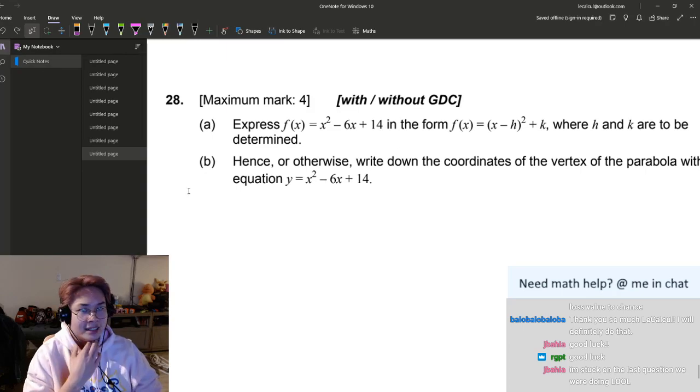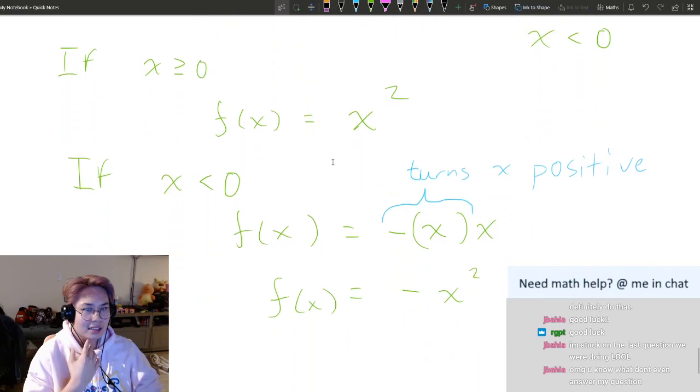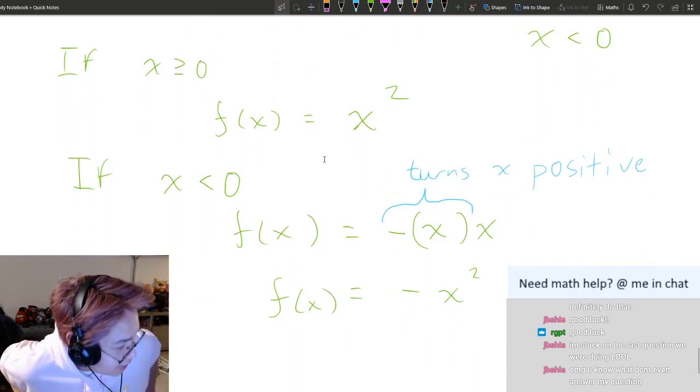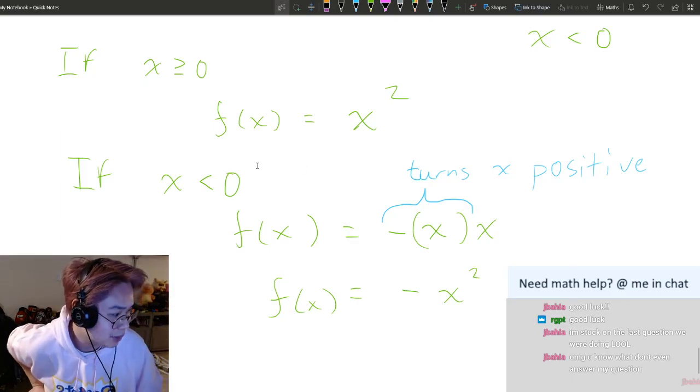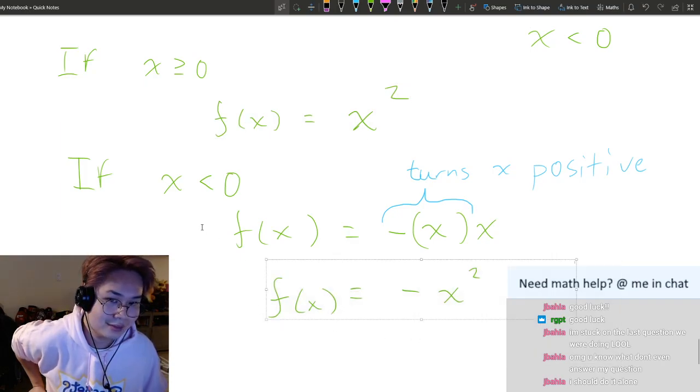You are stuck on the last question. The absolute value one? This one? Don't even answer your question? Okay. Let me guess. You just need to find two different inverses.